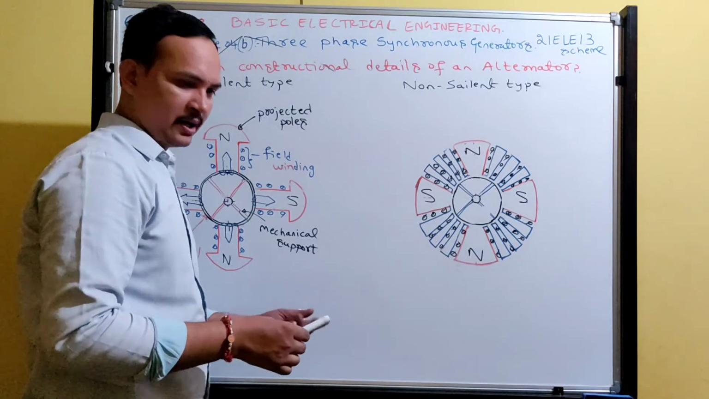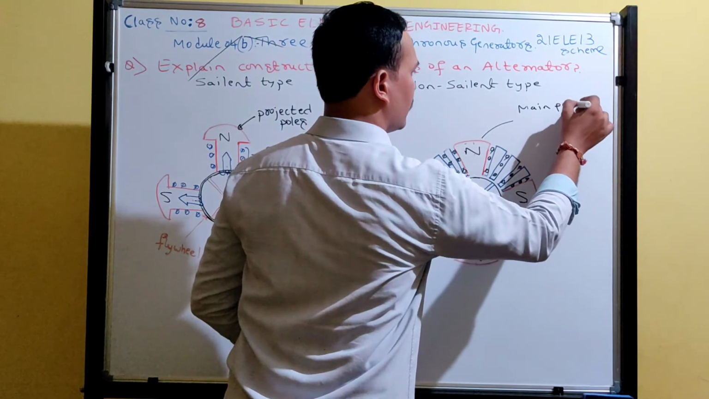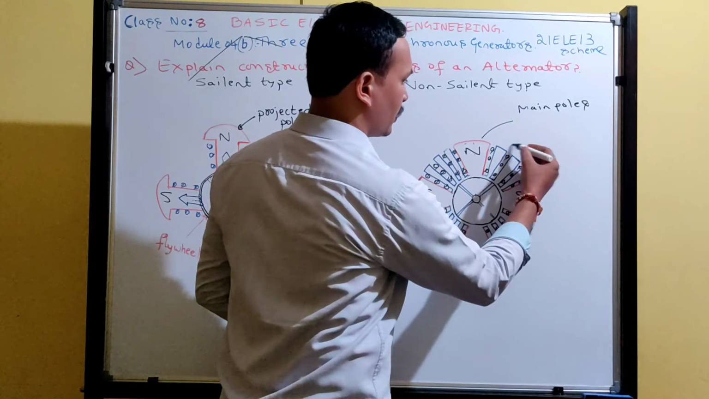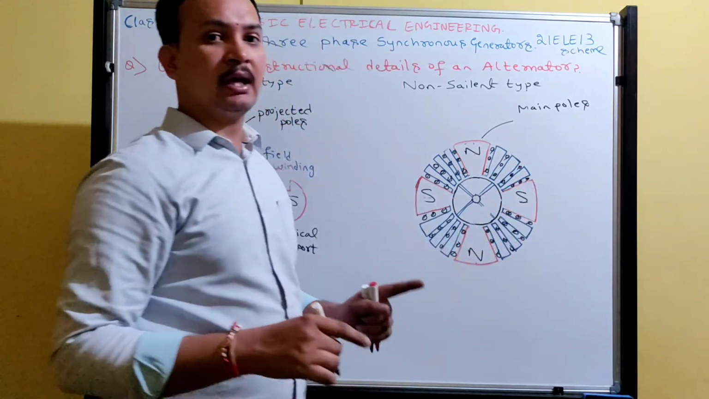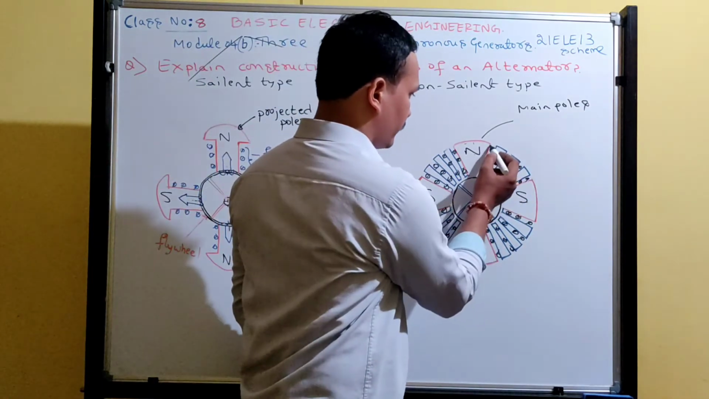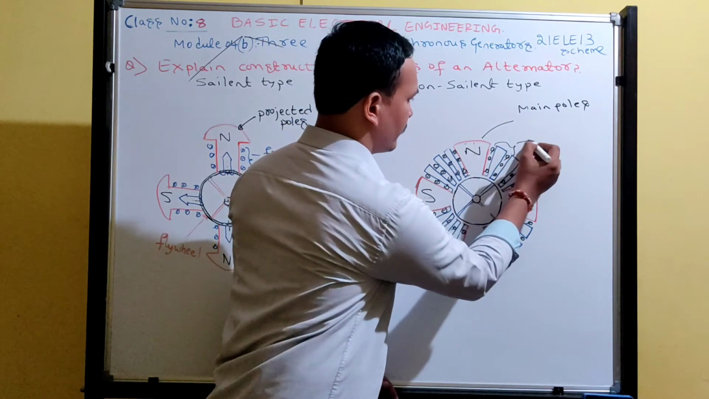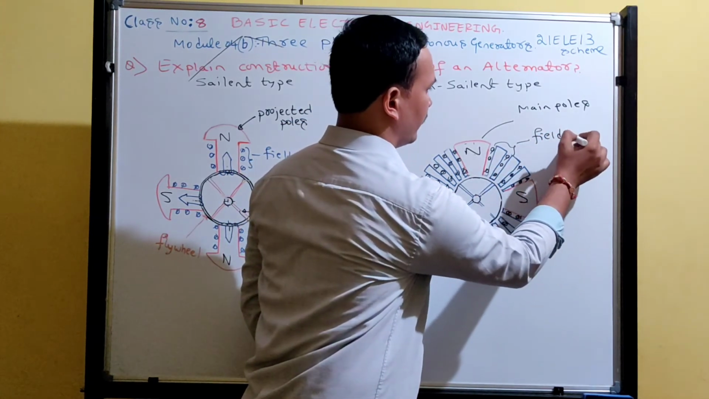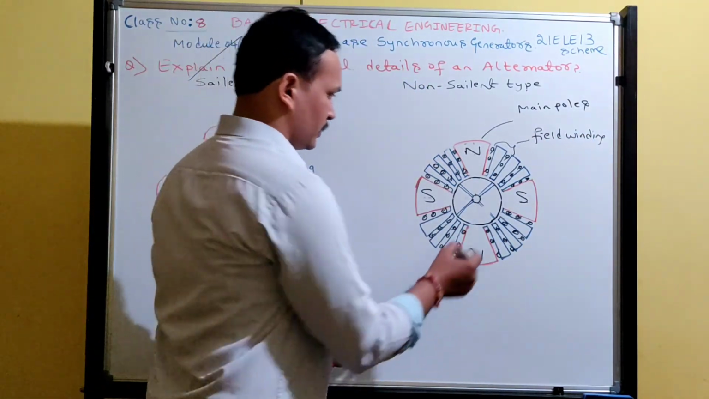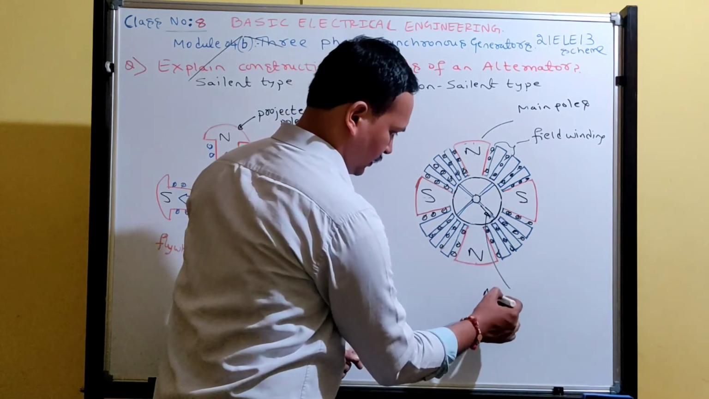So let me label the parts. These are called main poles having high magnetic properties. These are called supporting poles, but they act like slots. Magnetic properties are less. So from here to here, in the open part, we are placing the windings. This is called field winding. Okay, got it?